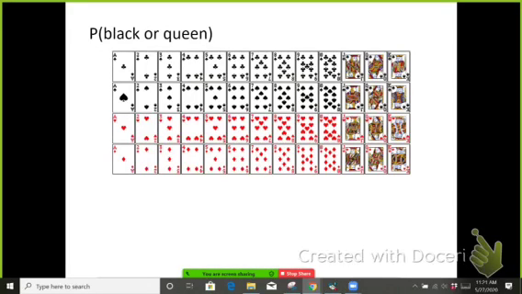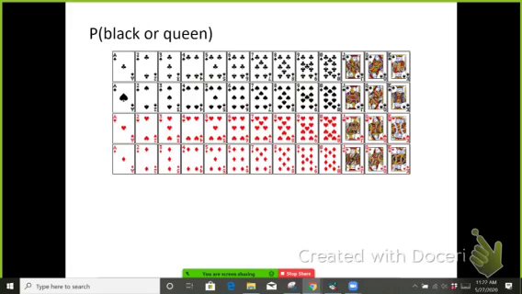Okay, so let's try some of those concepts now. Find the probability if you were to choose one card from a deck of 52 cards, standard deck. Find the probability of choosing a black or a queen. So there are cards that are black and queens, so we have to keep in mind that there's an overlap here.